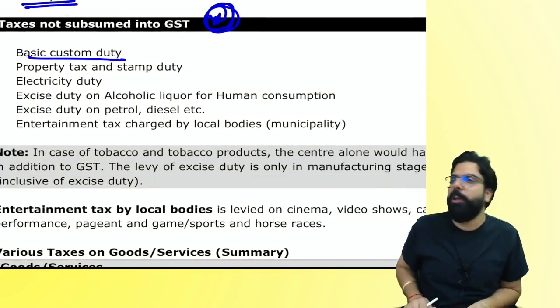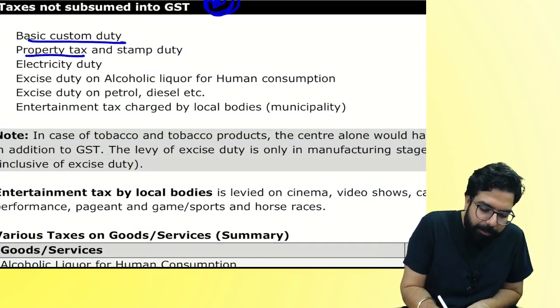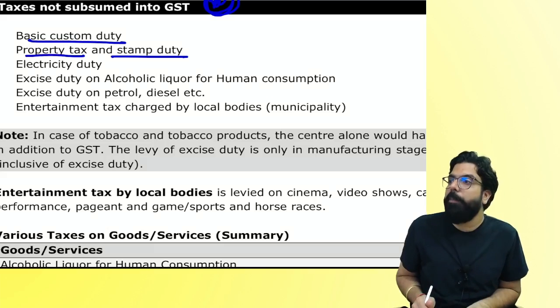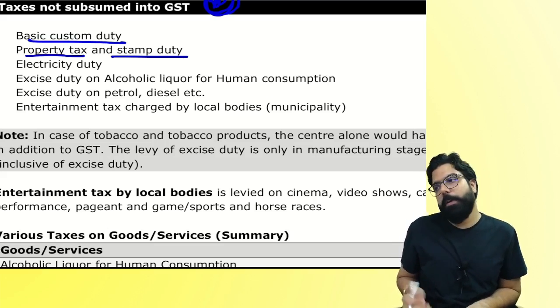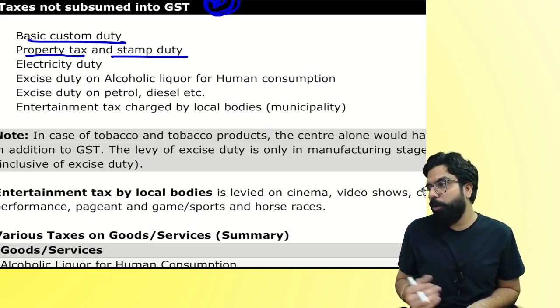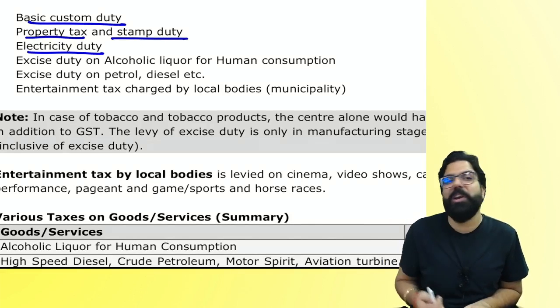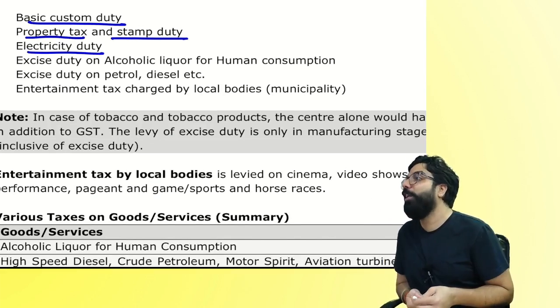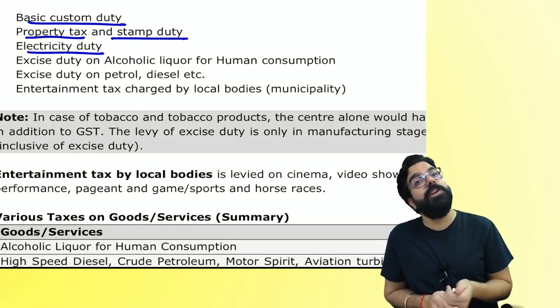Customs duty, import duty, export duty is still there. Property tax, stamp duty. Whenever you are registering any document, you are paying stamp duty. Baba, registering a property, the stamp duty you pay is still continuing. Electricity, you will see GST is not there. Electricity duty is there. You go see your electric bill, electricity duty is there.